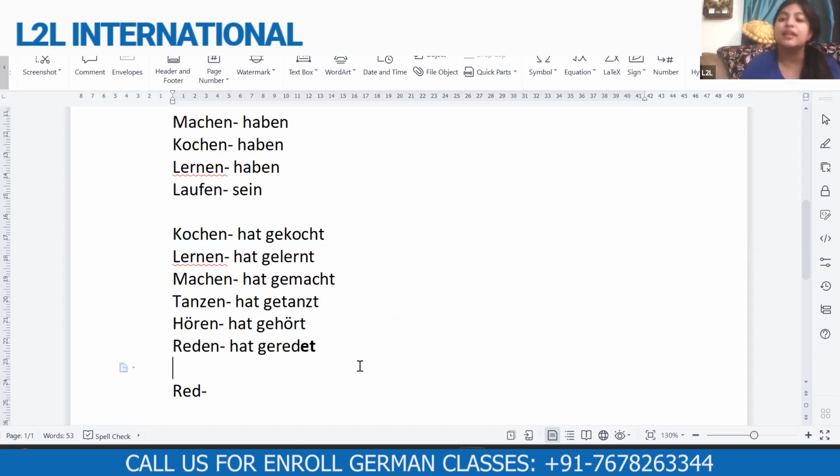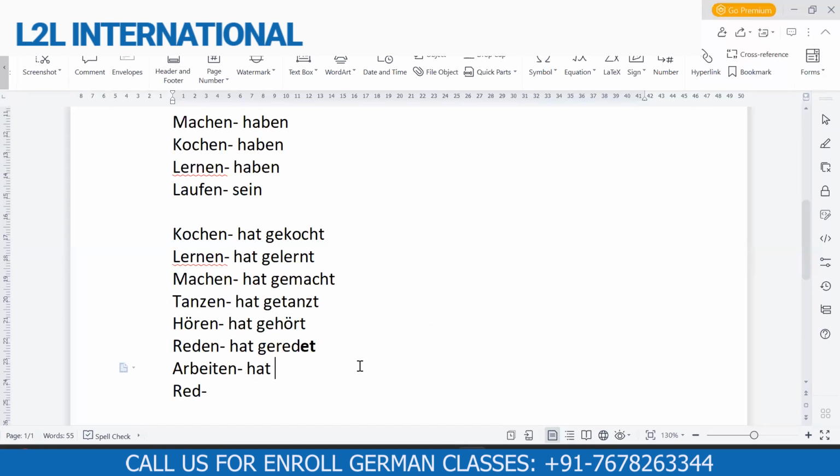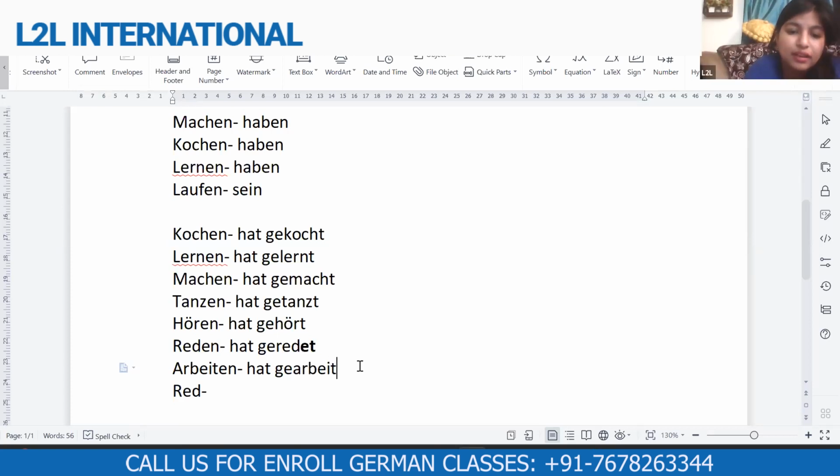So et is added for this reason. For example, let's take arbeiten. Samriddhi, sorry, Sana, what could it be? Hard gearbeitet. If I just add t, it doesn't make sense, because arbeit, and adding a double t again doesn't make sense. So ge-arbeit-et. So here we have added et. This et thing will come up from anywhere, so you have to understand why et has been added. So this is the basic reason.